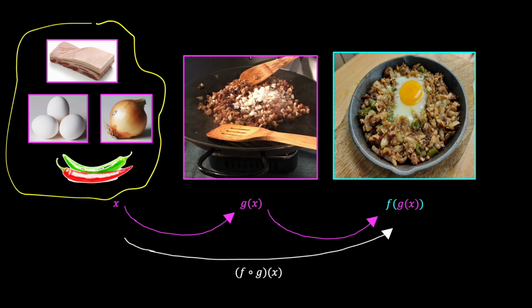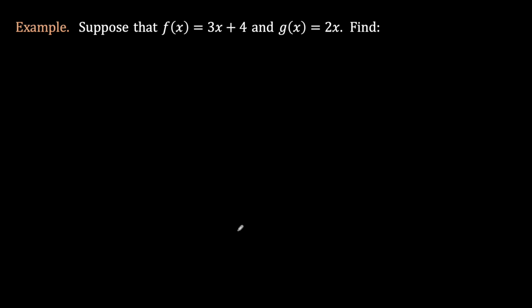So, f circle g at this moment tells us how to cook a specific food, which is the pork sisig. Now, let us proceed to some computations. Example, suppose we have some functions, f of x equals 3x plus 4, g of x equals 2x. And let us find the following.